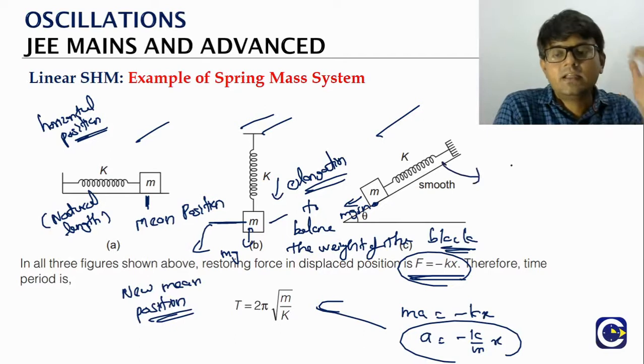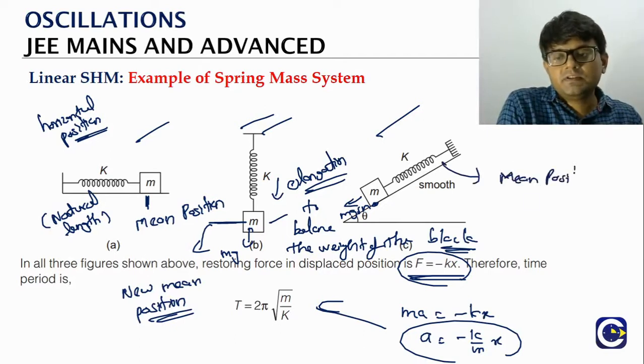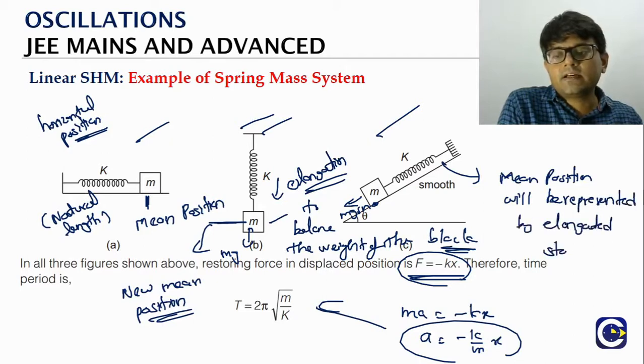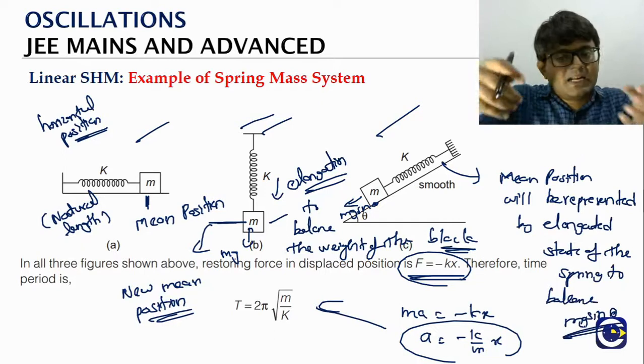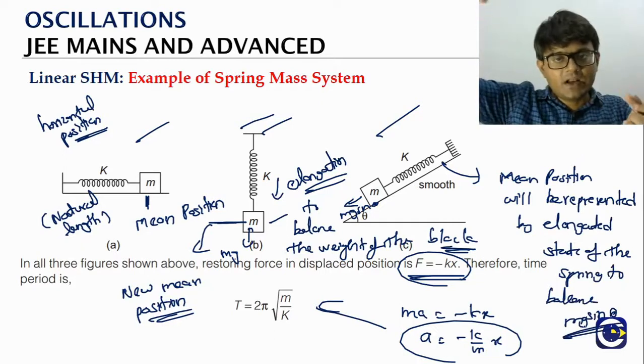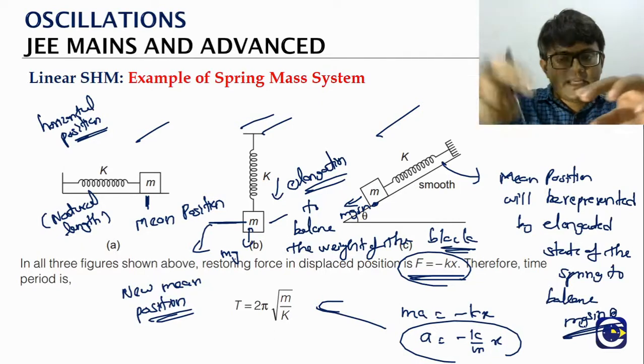So here, the mean position will be represented by the elongated state of the spring to balance mg sin theta. That's it.